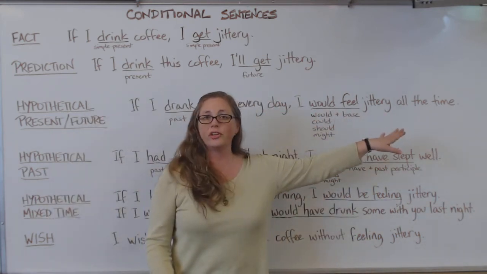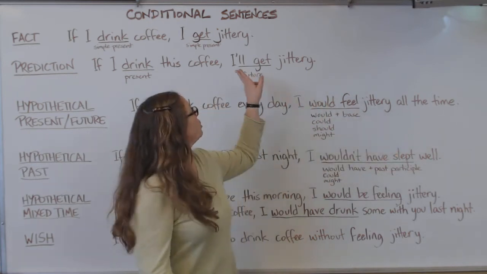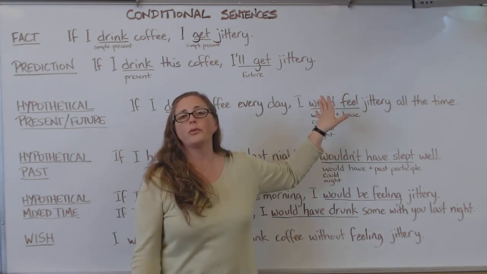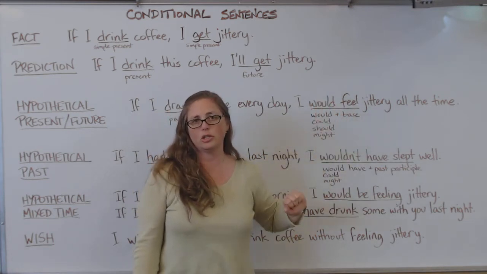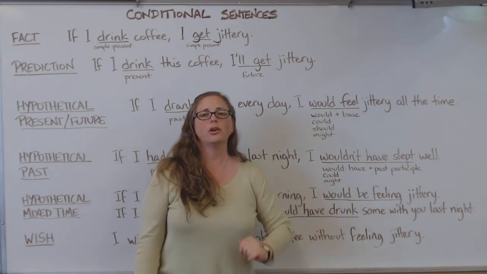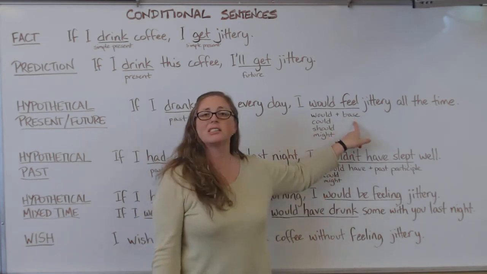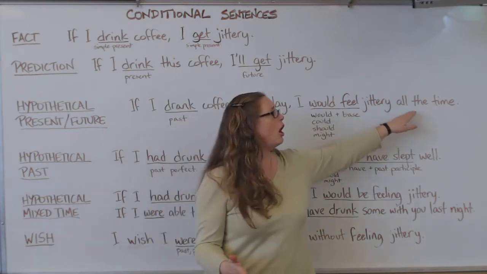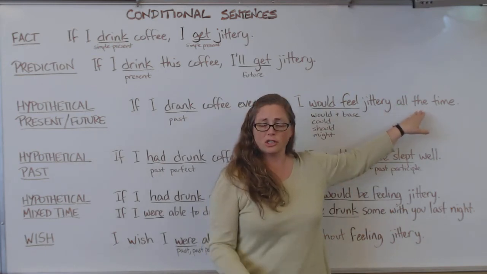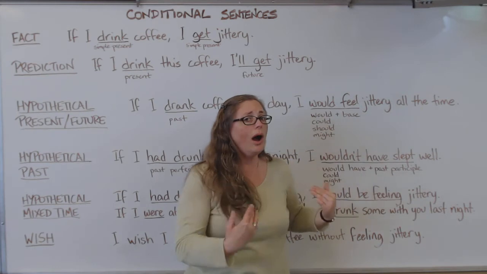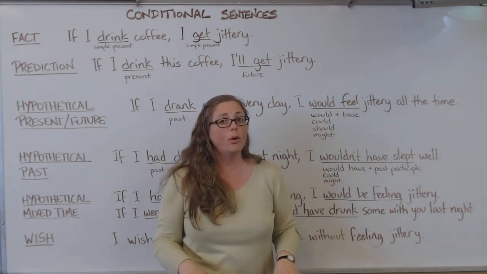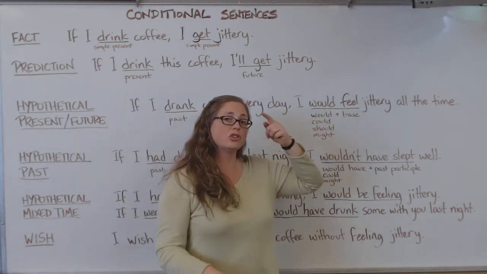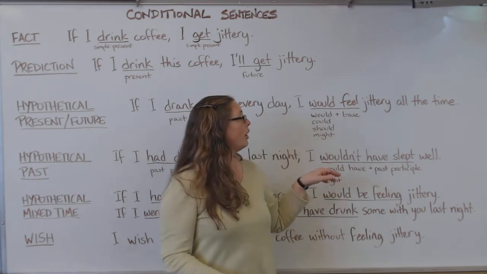I would feel jittery all the time. Instead of using will, we use would. We want to use would for the result of a hypothetical conditional. Most of the time, you're going to use would plus the base form. Again, this communicates the idea that this is not the situation in reality. Do I feel jittery all the time? No, I don't, because I don't drink coffee every day. So we need to communicate, this is just imagined. I would feel jittery all the time.